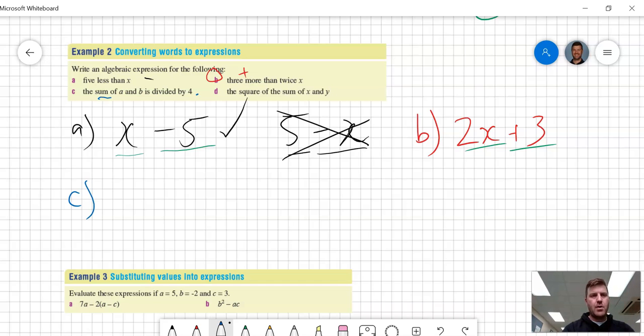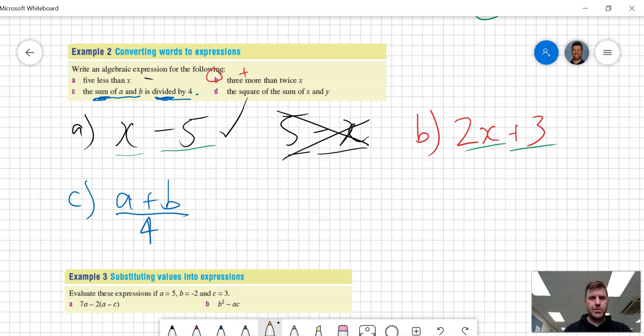The sum of A and B is divided by 4. We know the word divided, we can write that as a fraction. The sum means add, addition. So the sum of A and B is divided by 4. Okay, so write that as a fraction, and that's your expression to represent that worded problem there.